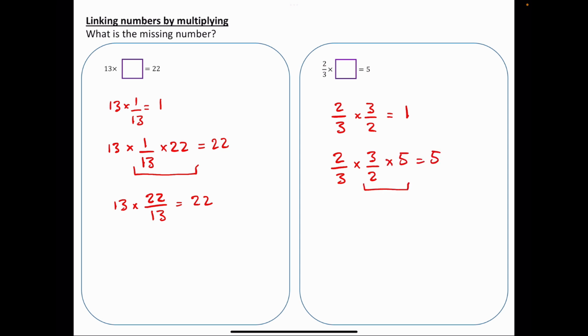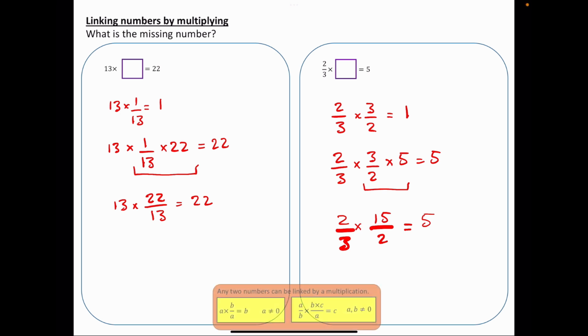So this part here is my missing number, and I have to combine those two together. So I have 5 lots of 3/2. So 5 times 3 is 15. So 15/2 is my missing number. And this is the general case for any numbers.